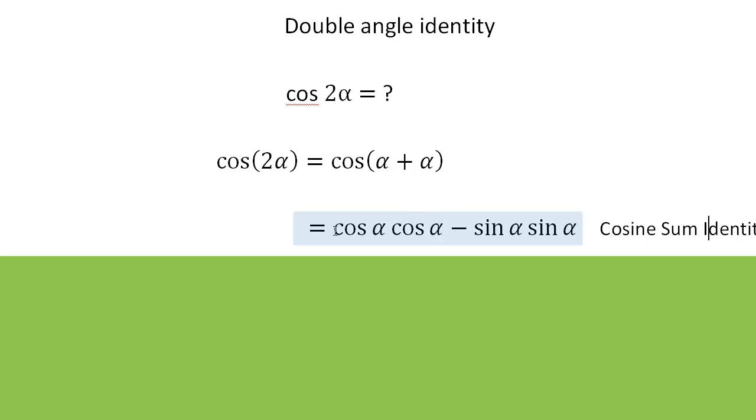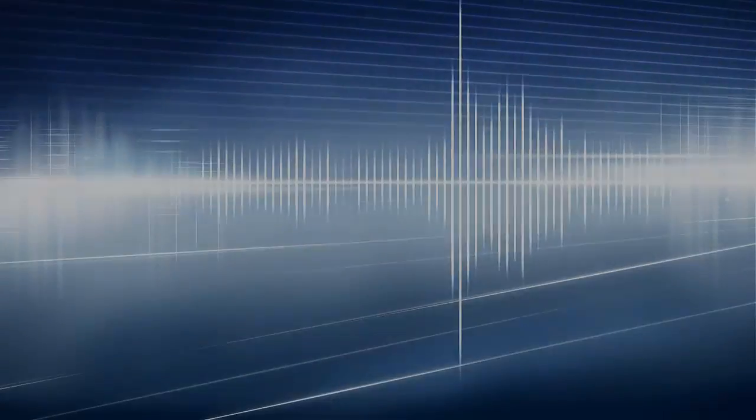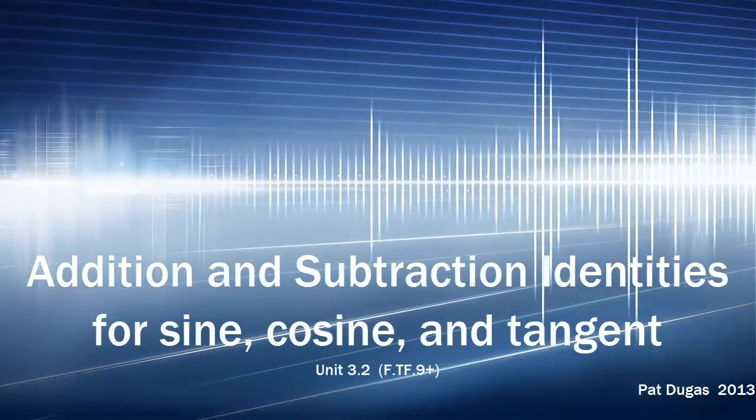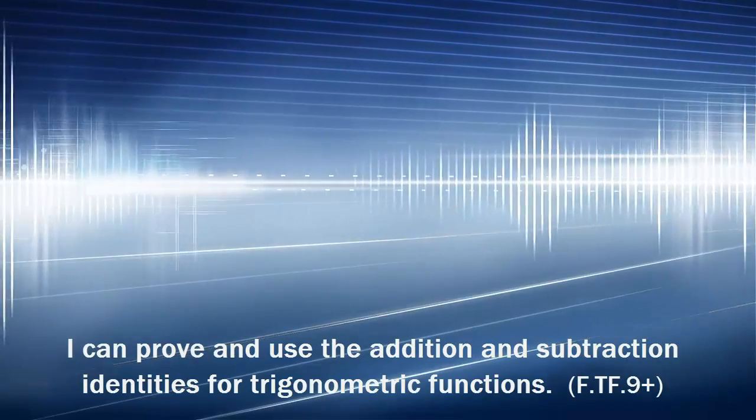The cosine of alpha times the cosine of alpha minus the sine of alpha times the sine of alpha. And because the cosine of alpha times the cosine of alpha is equal to the cosine of alpha all squared, and the same thing for the sine, we get what is called the double angle identity for the cosine of 2 alpha. It's equal to the cosine squared of alpha minus the sine squared of alpha. So we finished up all the addition and subtraction identities for sine, cosine, and tangent, and then showed some applications of them.